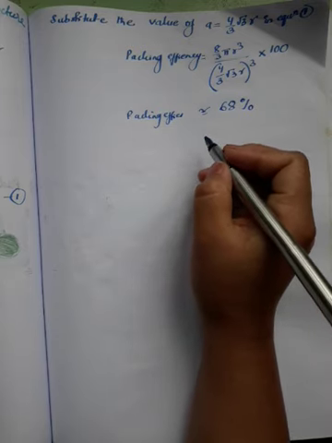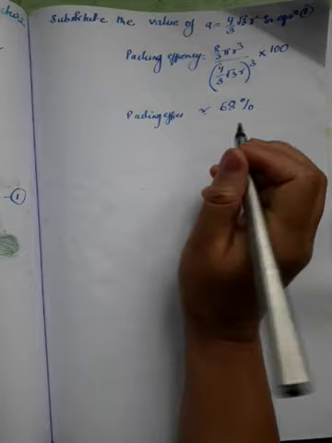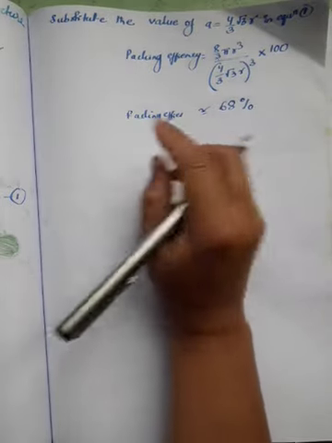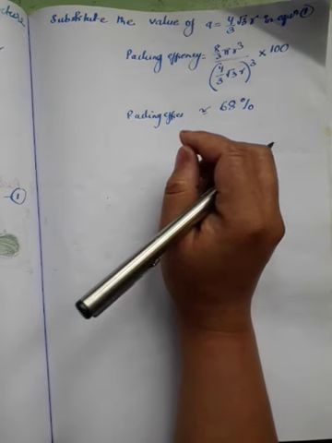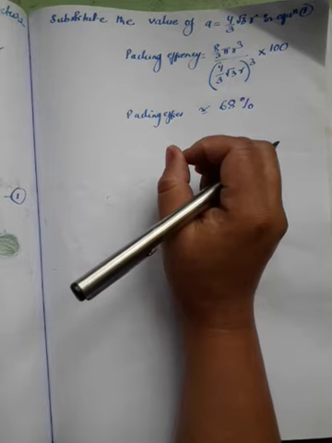For hexagonal, how much have we got? HCP or CCP, 74%. Here for body centered we got 68%. So between the two, which is more efficient? In HCP, atoms occupy more space.